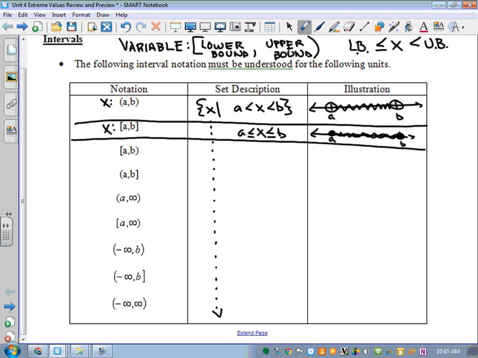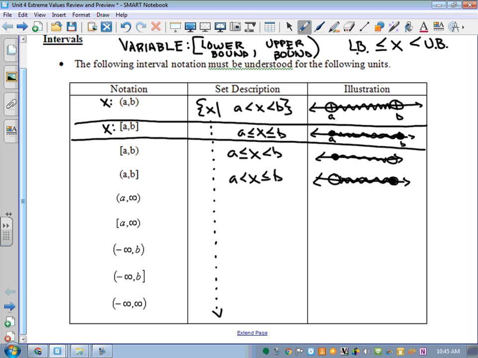For the rest of these, it is just important to recognize where that closed bracket is. This would be that x is greater than or equal to a, but less than b. So the closed dot would be on a, and the open dot would be on b. In this situation, it's almost the converse of that: x is greater than a, but less than or equal to b. So the closed dot would be on b, the open dot would be on a, and we would shade that in.